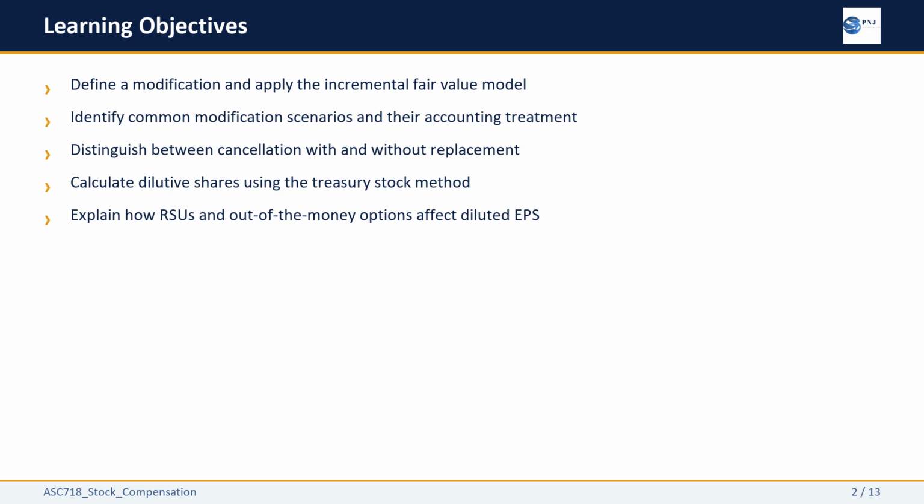By the end of this section, you will be able to define what counts as a modification under ASC 718 and apply the incremental fair value model. You will identify how common scenarios such as repricing and vesting extensions are treated. You will distinguish between a canceled award that is replaced and one that is simply forfeited. And you will calculate the dilutive share impact of options and RSUs using the Treasury stock method.